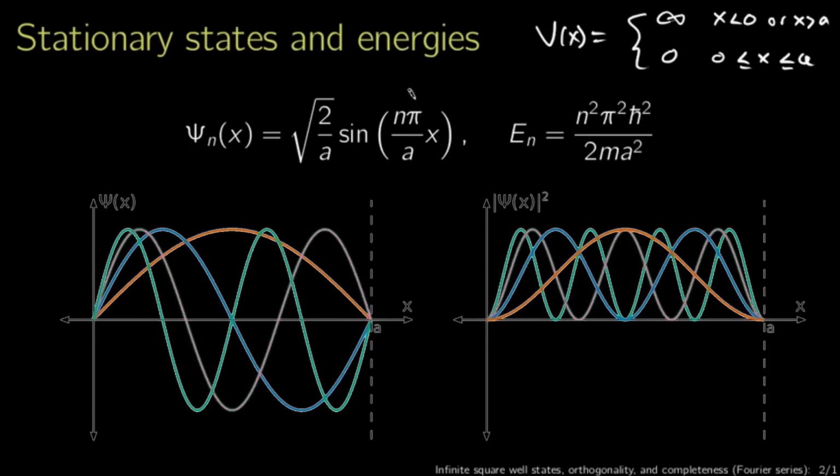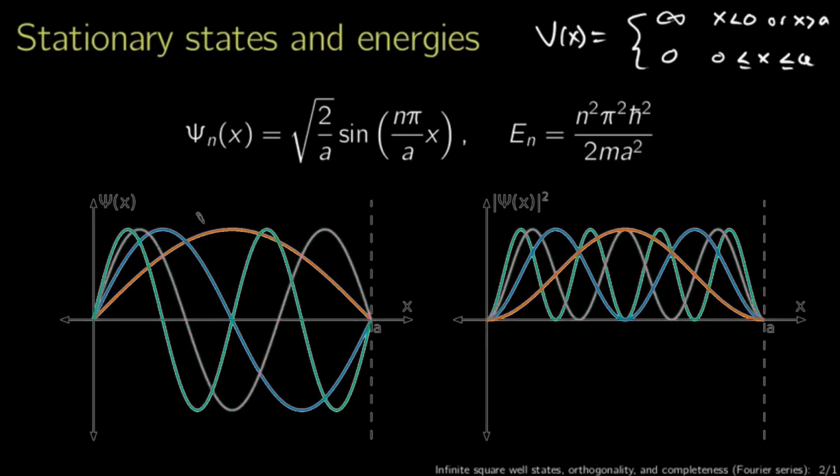And you get n pi over a times x as your argument to the sine functions. And you normalize them properly, you get a square root of 2 over a out front. The energies associated with these wave functions, and this energy now is the separation constant in the conversion from the time-dependent Schrödinger equation to the time-independent Schrödinger equation, are proportional to n squared. The wave functions themselves look like sine functions, and they have an integer number of half wavelengths, or half cycles, in between 0 and a.